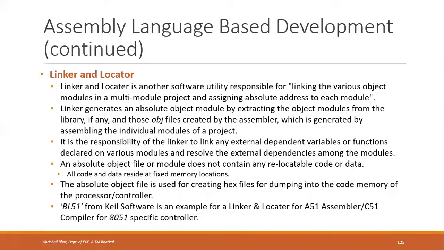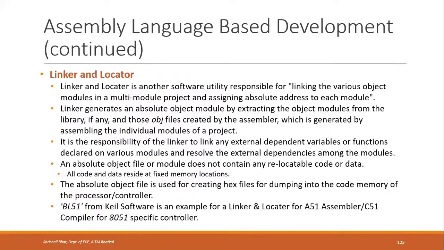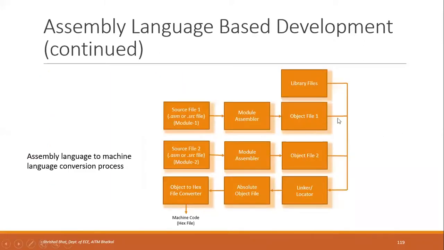Okay. So the next process, after using the library files, is that we have to link or locate the exact absolute address of where the modules are. The linker and locator is the software utility responsible for this. It links the various object modules in a multi-module project, that means projects which have more than one module, and assigns an absolute address to each module. What this linker does is generate an absolute object module by extracting the object modules from the library, if there are any, and the .obj files created by the assembler, which is generated by assembling the individual modules of a project, like these files. Okay, more than one object file.